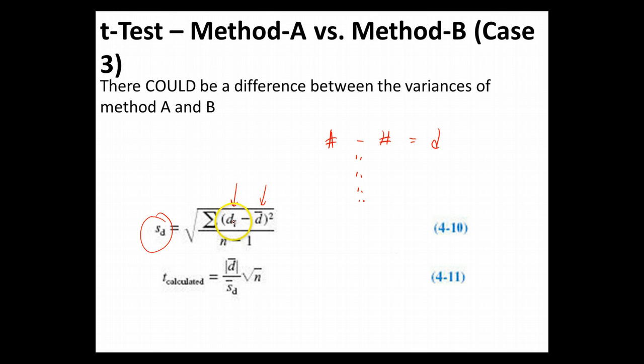Difference between the individual measurement and your average difference, squared, over our degrees of freedom. Take the square root. That's going to be this SD term. We then come down, we plug that in right here. We have our average of all these D's over top of our standard deviation times the square root of n. So you can see that it's a much more complicated setup.